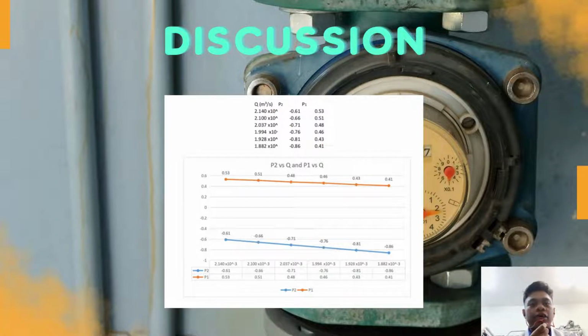So I will present the discussion part. As you can see from the graph, there is a linear connection between the pressure and the flow rate. We can see that the values of P2 and P1 fall as the flow rate lowers, showing that as the flow rate increases, the head loss also decreases, and it also decreases as velocity increases.